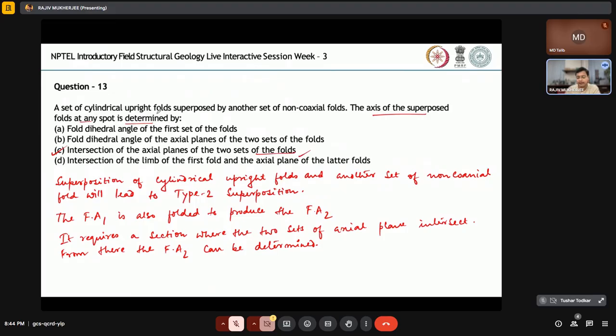Okay, so we have just completed today's discussion on folds and folding mechanisms, that is the ductile deformation we observed in the field. And in the next and the final session of this discussion, we will be talking about brittle deformation, ductile shear zones, and practical aspects of strain measurements in the field.